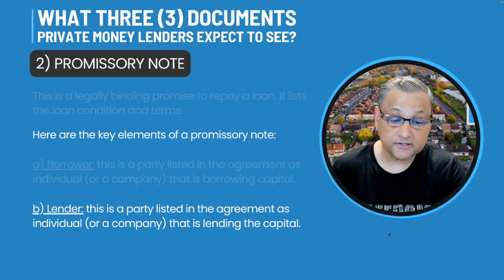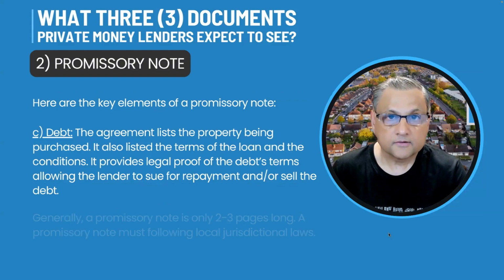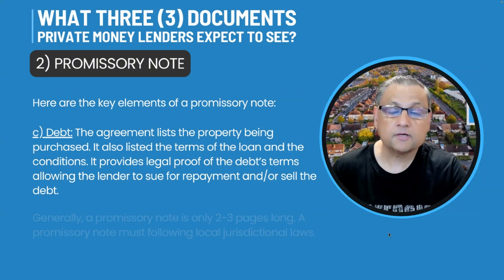Lender is the second party that is listed in the agreement as, again, an individual or a company that is lending the capital. The debt. The agreement lists the property being purchased. It also lists the terms of the loan and the condition, and it provides legal proof of the debt's terms, allowing the lender to sue for repayment and or sell off the debt.